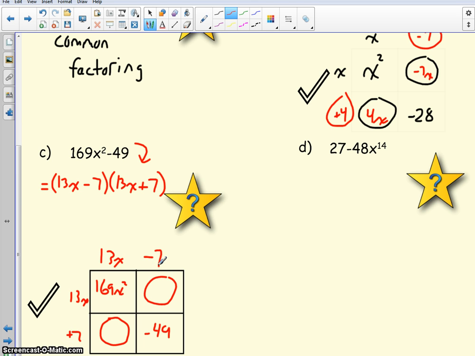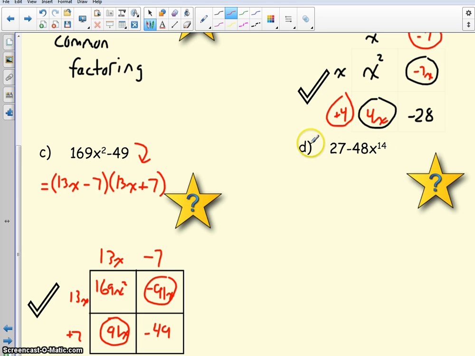Because when you fill in the rest of the array, 13 times 7 gives you 91. So you'd have negative 91x here and positive 91x here. So those would cancel out when you put them together to get 0x, and you'd wind up with the same answer. So again, recognizing the difference of squares pattern makes it easier, but if you don't, you can still factor it using an array.